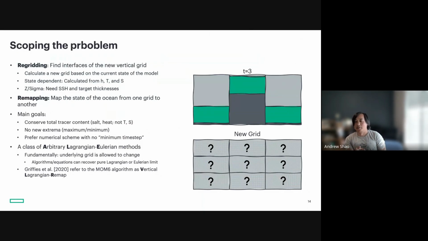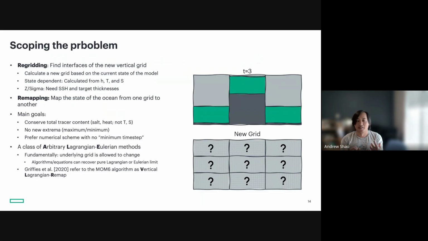So we're starting with the end state of that Lagrangian evolved place where we've got some layers that have deflated and some that have vanished. And now the question is that we want to map this model state onto a new grid, right? And so we're going to introduce a couple of terms here to figure out and motivate why we have split this algorithm up in two steps.